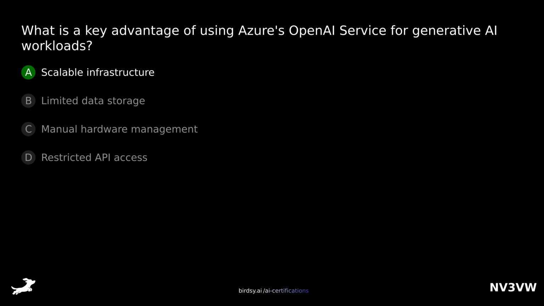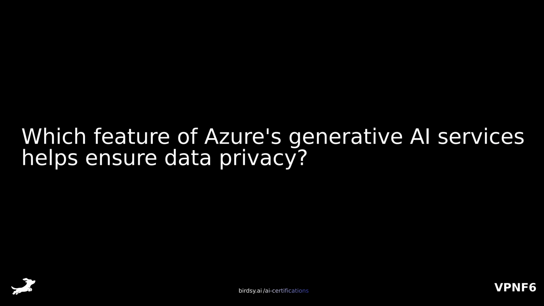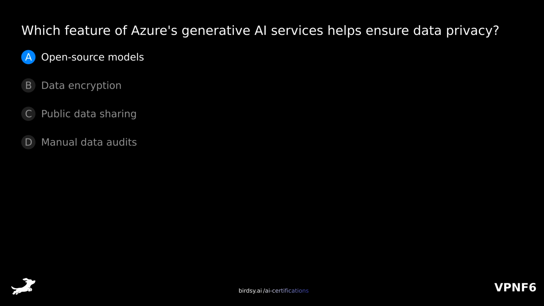The answer is A, scalable infrastructure. Azure's OpenAI service provides scalable infrastructure, allowing businesses to handle large AI workloads efficiently without managing the underlying hardware. Which feature of Azure's generative AI services helps ensure data privacy? Is it A, open source models, B, data encryption, C, public data sharing, or D, manual data audits?